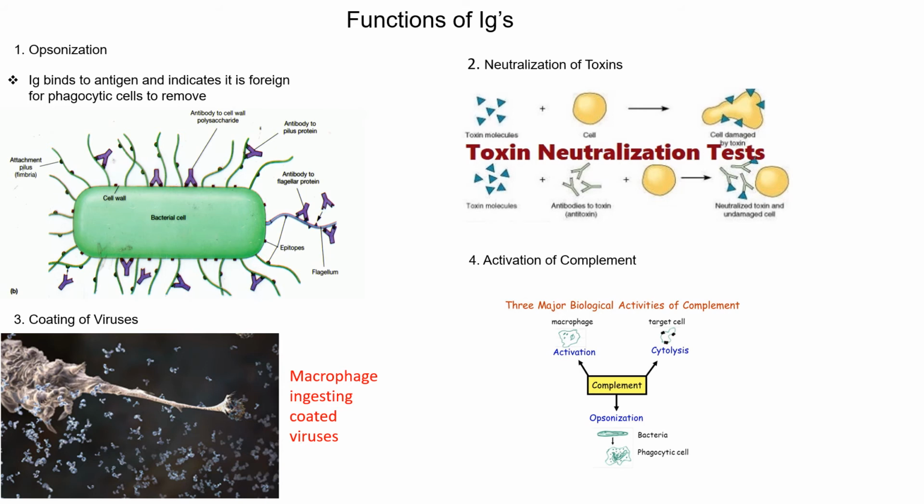Now, when it comes to these, your book always tells you IgM is the first to act, and then, well, that's not always true. It depends on where these antigens come into the body. The one thing I will mention, though, that's very important is when it comes to neutralizing toxins and the activation of complement, IgM is the most effective of all the antibodies at doing both of these.